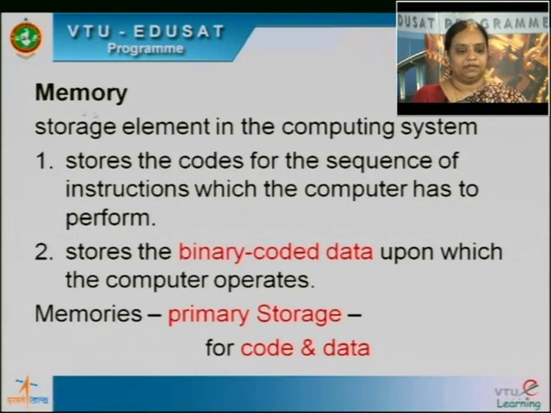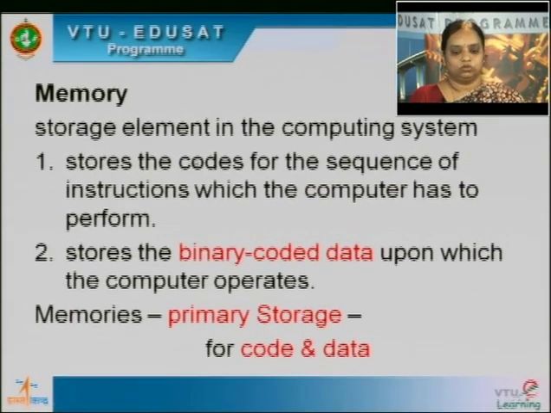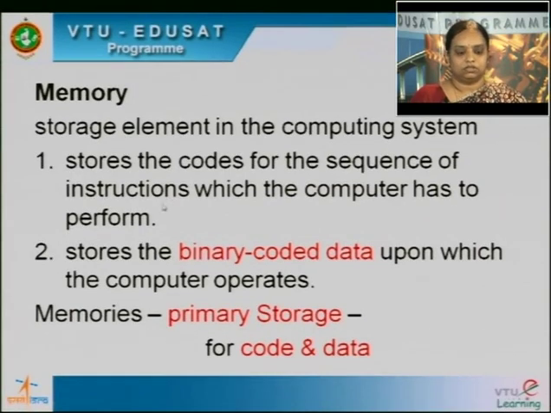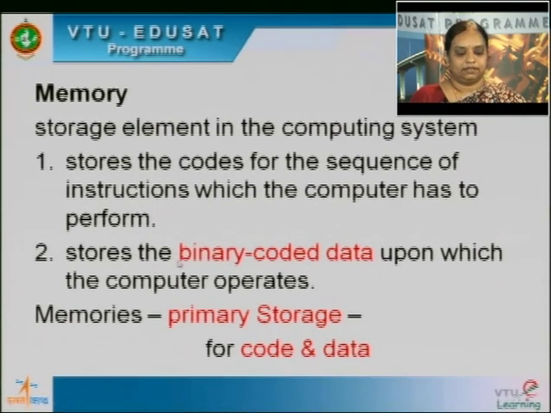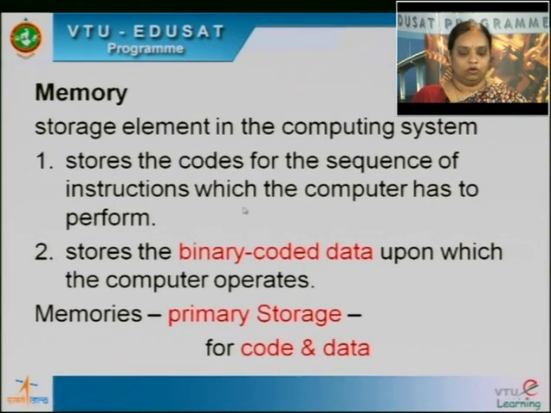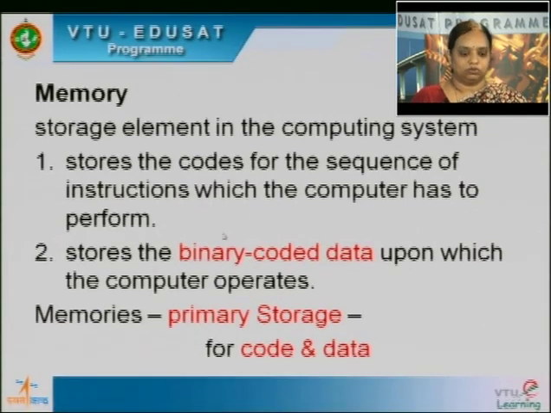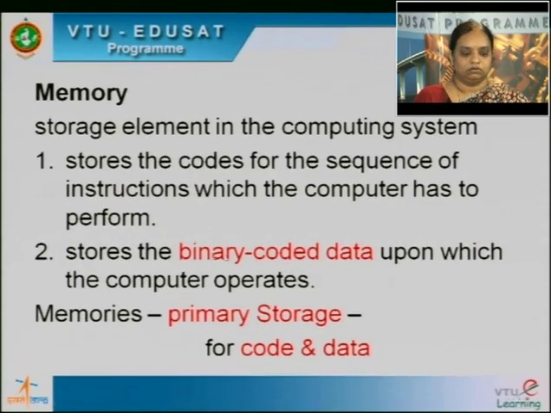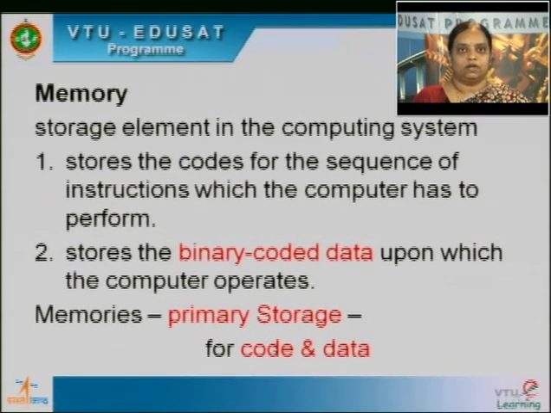Then coming to the memory, it is the storage element in the computing system. It stores the codes for the sequence of instructions, and hence you can say it's a primary storage for code. Along with the sequence of the codes, it also has to store the data on which it has to execute. So the memory consists of the storage for code as well as data.